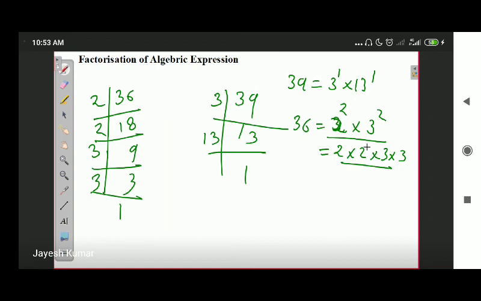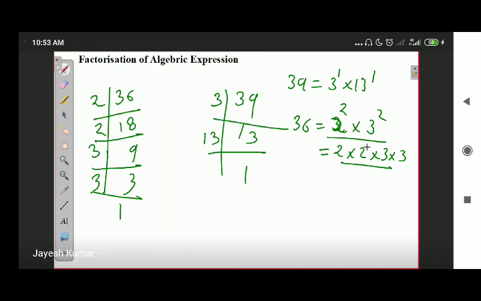If any number does not have any factors apart from 1, then that number will be called a prime. There is nothing like that here in algebraic expressions. No algebraic expression is a prime algebraic expression. But we are going to do some factorization here. First of all we will see how to do the factorization and then we will move on.